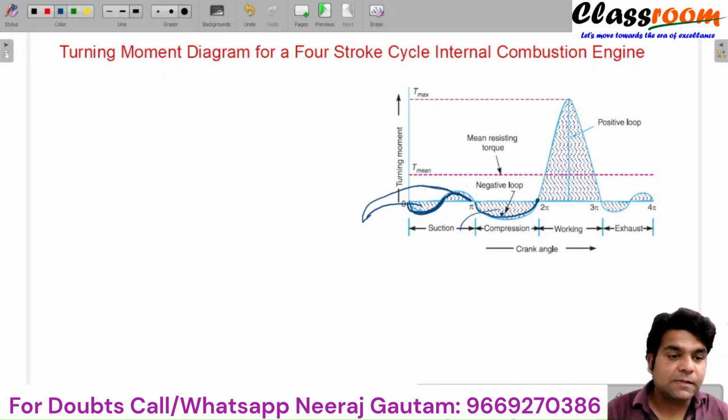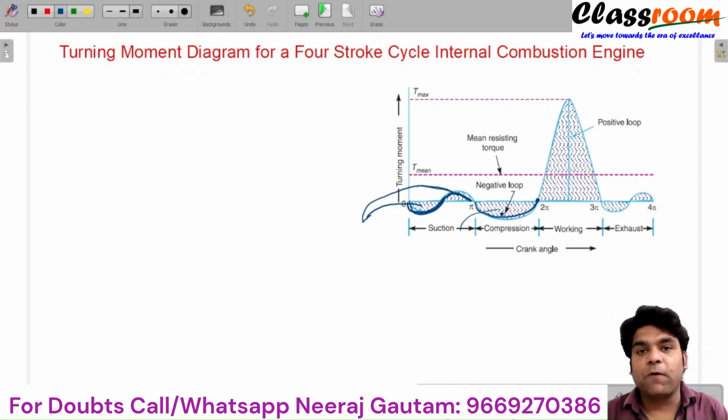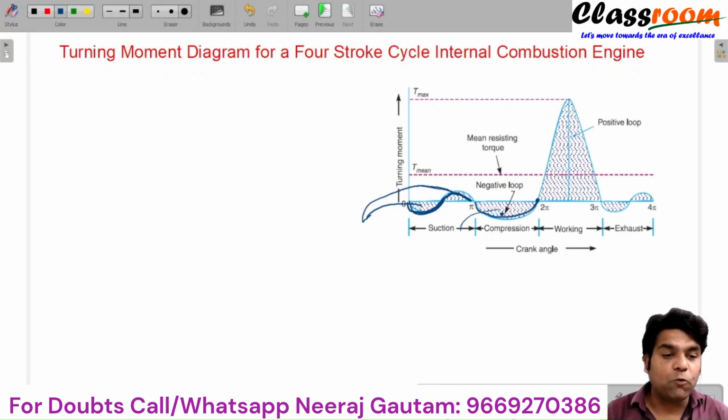And after the end of compression, as the spark is provided or diesel spray is provided, the combustion starts. As the combustion starts, the forces increase because of the gas pressure, and the turning moment crosses the mean resisting torque. That means at this point we have generated excess power. The excess power is stored in the flywheel, which we will discuss later on.